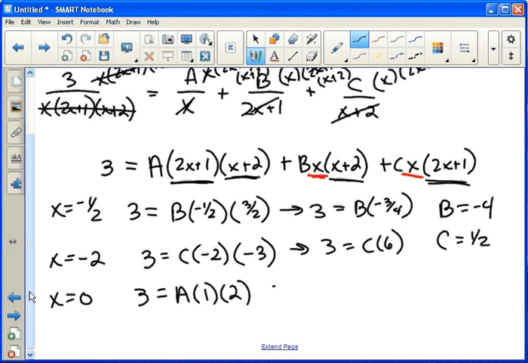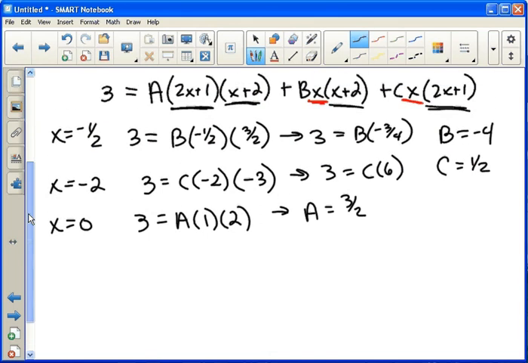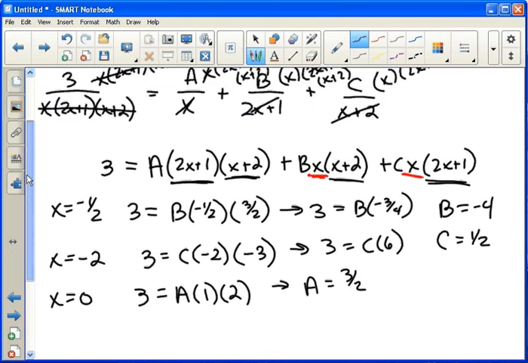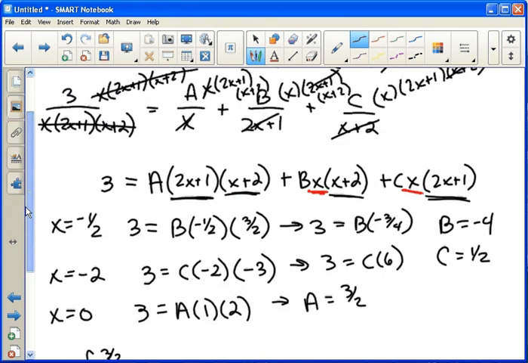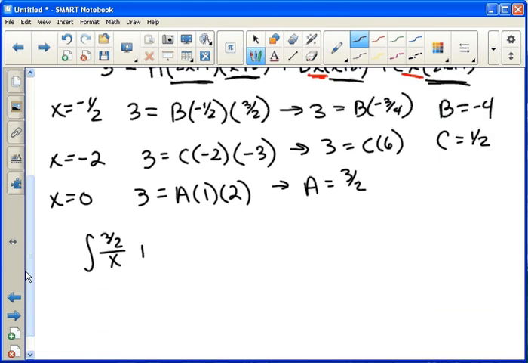Alright, so I had a little trouble seeing here. Bear with me. We're going to have 3/2 over x, negative 4 over 2x plus 1, and finally, we will have 1/2 over x plus 2.